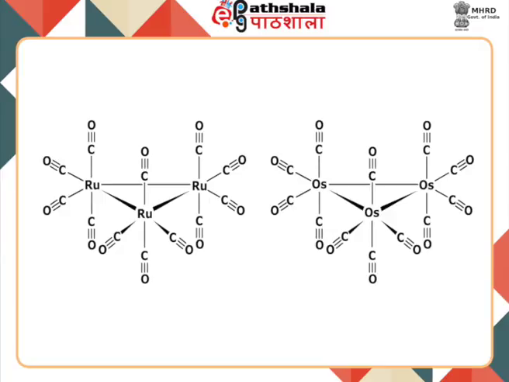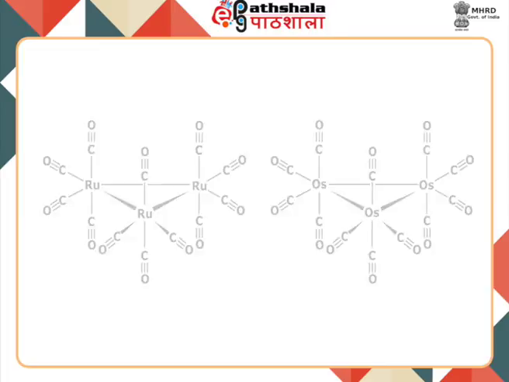Tris-ruthenium dodecacarbonyl and tris-osmium dodecacarbonyl have a triangular planar arrangement of 3 metal atoms which are held together by 3 metal-metal bonds. Each metal atom is attached to 4 terminal carbonyl groups and no bridging carbonyl group. The structures of both the complexes are shown here.